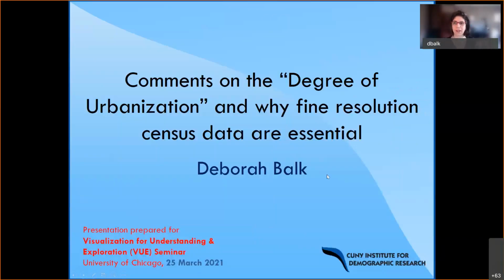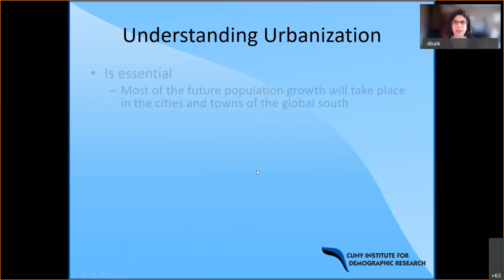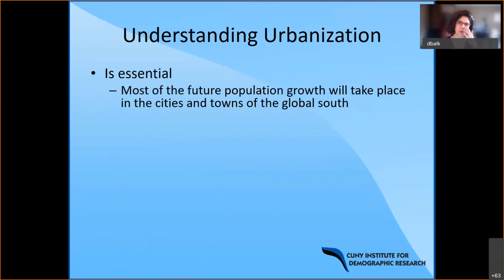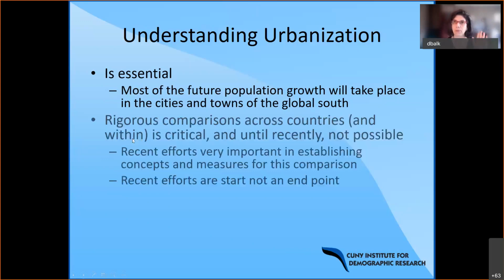I have a bunch of comments. I think we have some people here present from national statistical offices, but also from other agencies. And I just want to highlight that understanding urbanization is really essential. I'm sure everybody here agrees, but I would repeat that most of the future population growth is going to take place in the cities and towns of the global south. We believe that's true, despite the fact that methods to understand that are pretty broad brushstroke methods. But we're certain about that.